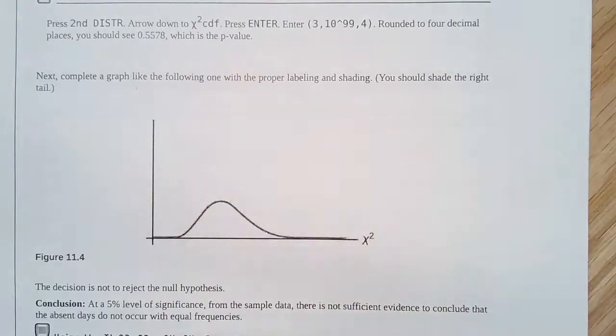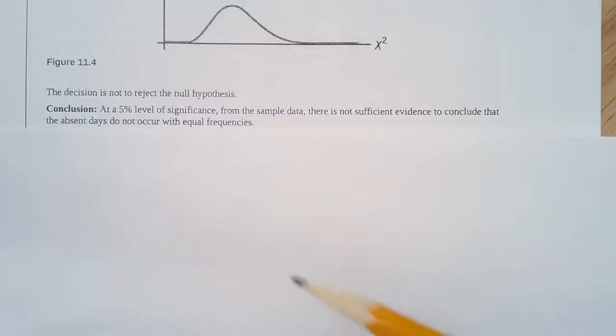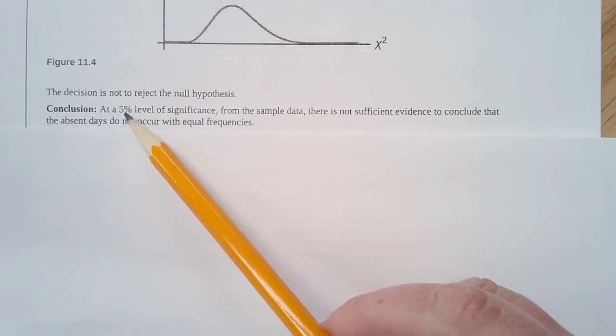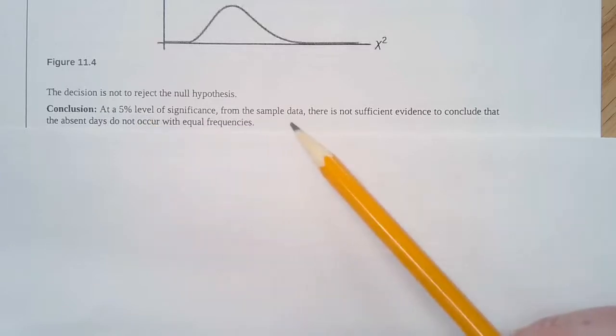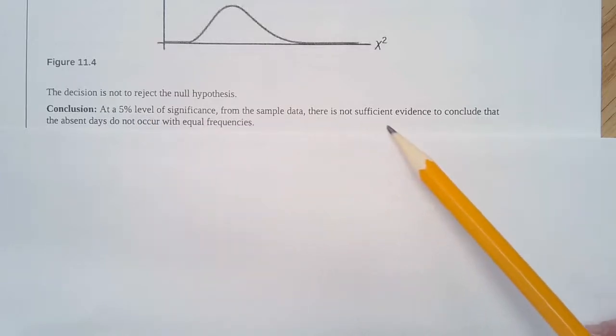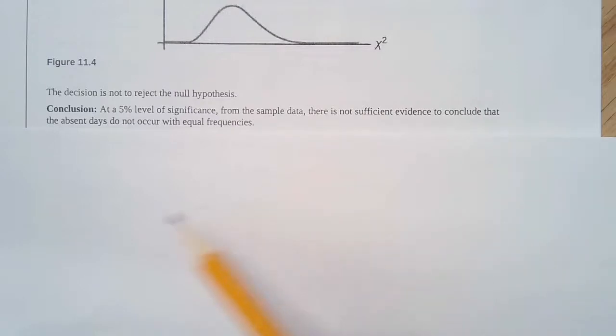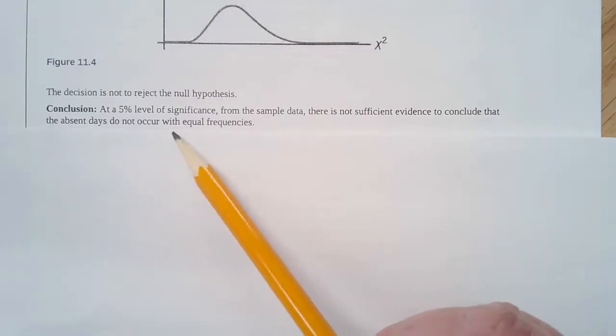Okay. All right, so with this, at a 5% level of significance, 0.5578 is bigger. So if the p is high, the null must fly. So that tells us that from the sample data, there is not sufficient evidence to conclude that the absent days do not occur with equal frequencies.